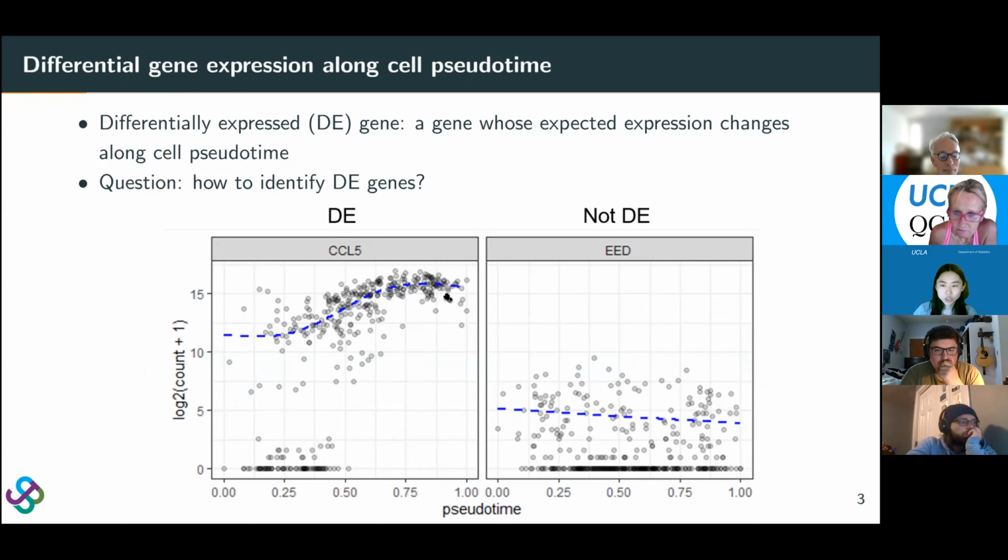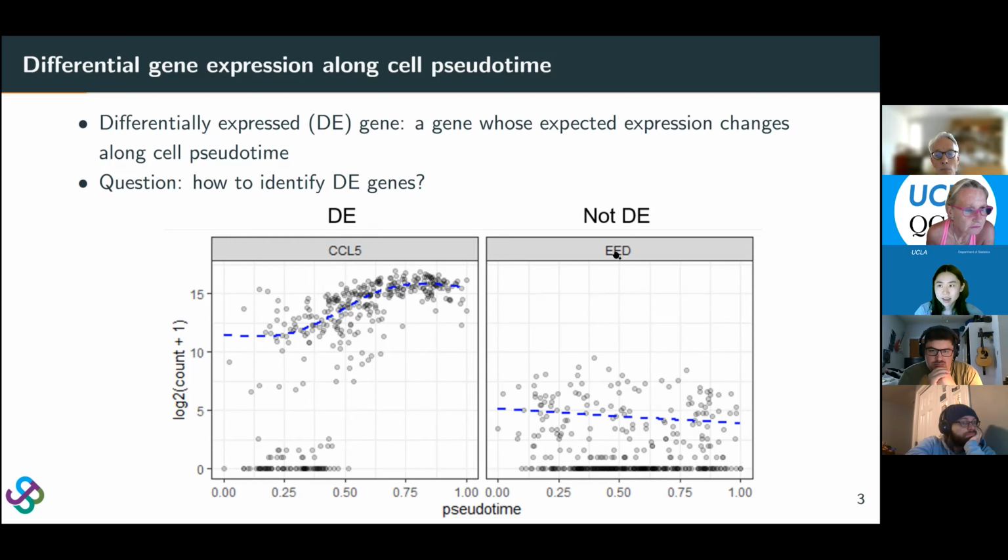Here are two example genes. Let's say that we already ordered cells by pseudotime, and the pseudotimes are normalized between 0 and 1. 0 means the earliest pseudotime, 1 means the last pseudotime. Here each dot is still a cell, and we are visualizing the expression level of this gene CCL5, whose levels are on the y-axis. We can see that for this gene, clearly along the pseudotime, the expression level increases, and we hope to identify this gene as DE, differentially expressed.